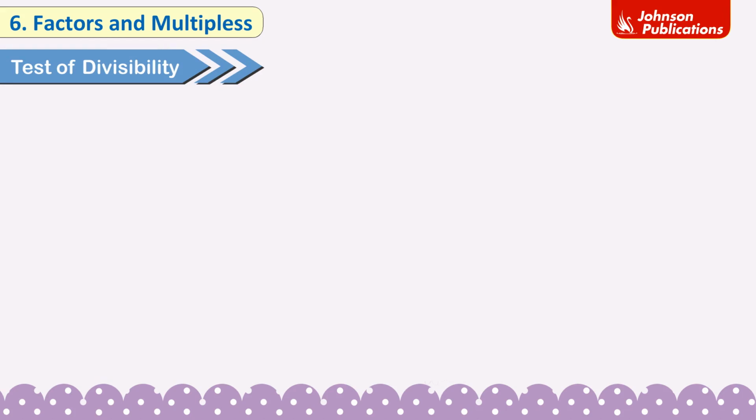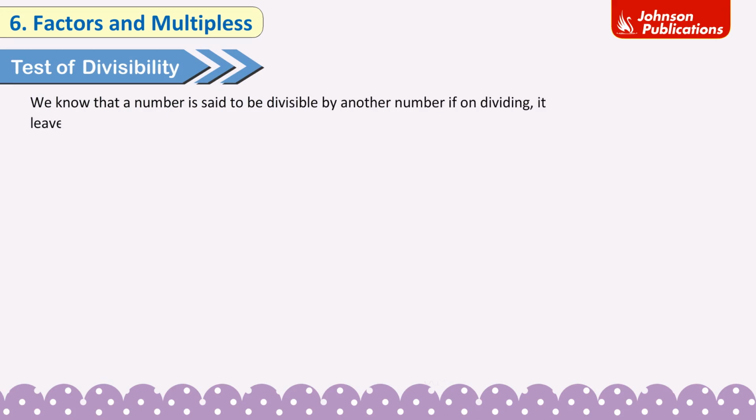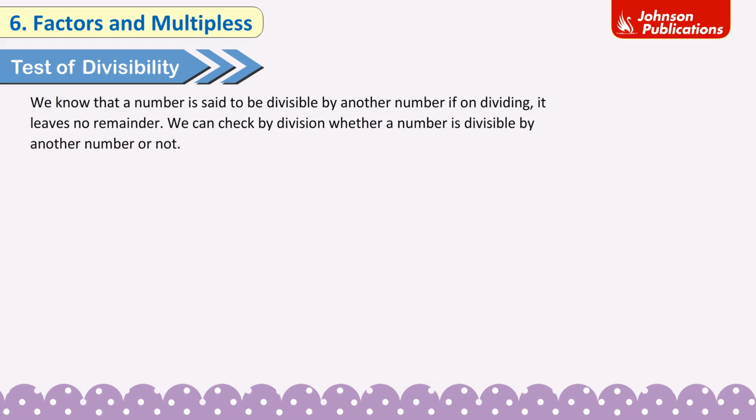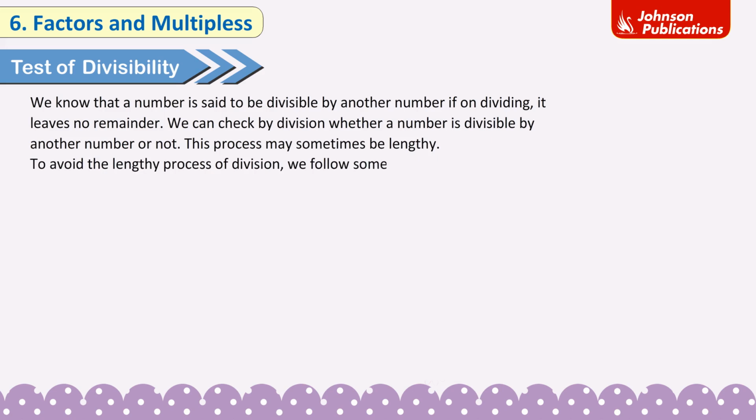Test of divisibility. We know that a number is said to be divisible by another number if on dividing it leaves no remainder. We can check by division whether a number is divisible by another number or not. This process may sometimes be lengthy. To avoid the lengthy process of division, we follow some rules of divisibility. Let us study these rules.